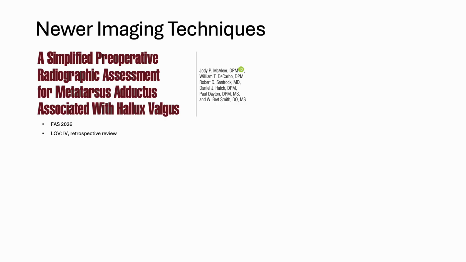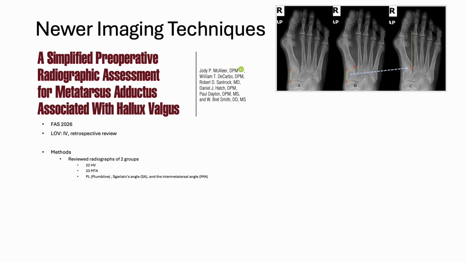So, 2026, Foot and Ankle Specialist, level 4 evidence. Basically, they fixed hallux valgus with metatarsus adductus. So they had patients with hallux valgus with and without metatarsus adductus, relatively the same number of patients in the two different groups, and then they fixed it. They did plumb line, which is their radiographic measurement, and I'll show that here in a little bit, and they did Scarletto's method, and then they did IM angle. They measured these. Again, great paper. I really thought this was a simple way to do this for everybody learning metatarsus adductus and maybe when you should fix it or not.